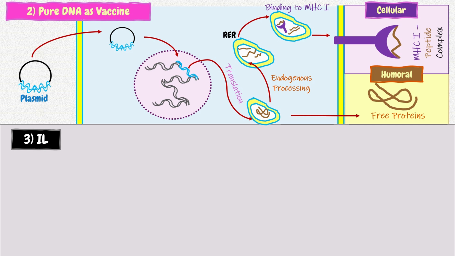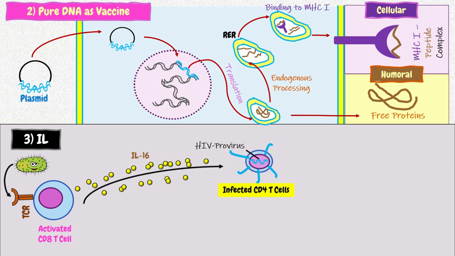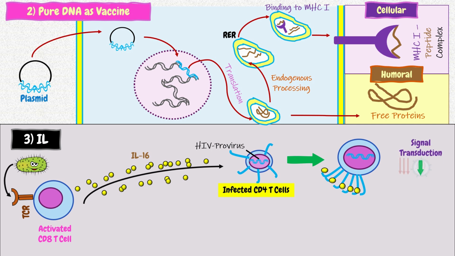The third strategy is through interleukins. When antigen binds TCR on a CD8 cell, the activated CD8 T cell produces interleukin-16, or lymphocyte chemotactic factor, which binds the CD4 T cell infected with HIV provirus, leads to signal transduction and a decrease in viral production. This viral production has been decreased by 1/10.